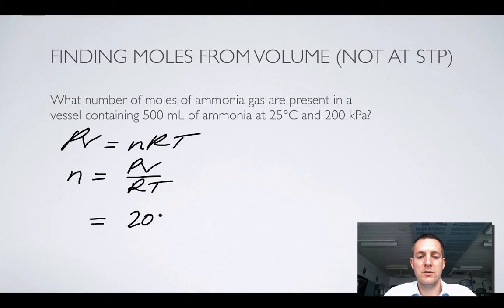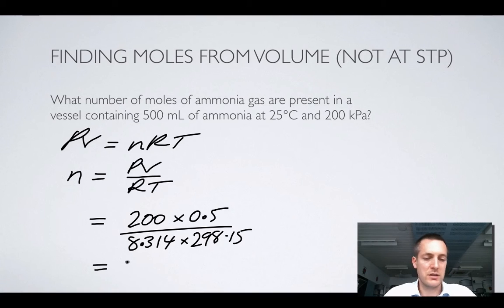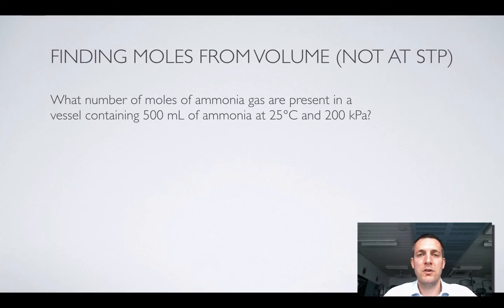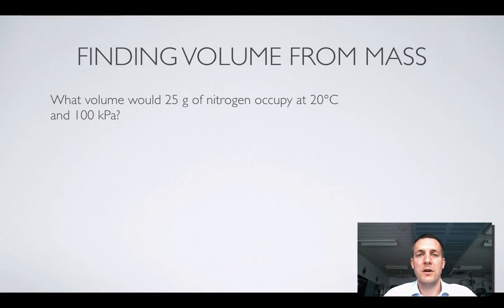So I've got 200 times 0.5 for my volume, because I've got 500 millilitres, divided by 8.314, multiplied by 273.15 plus this value, so 298.15. And once again, my calculator has told me that this is 0.0403 moles.